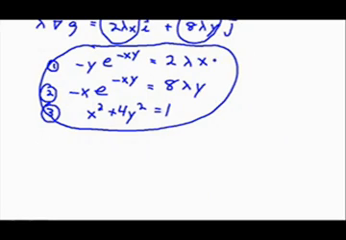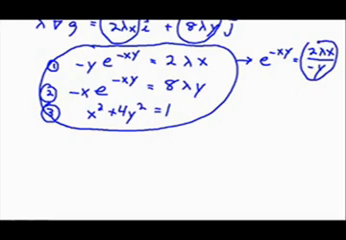About the only thing I can think to do is maybe solve equation 1 for e^(-xy), which is 2λx divided by negative y, if I divide both sides of equation 1 by -y. And then my idea is to plug e^(-xy), in the form of 2λx divided by -y, into the second equation, substitute it in.